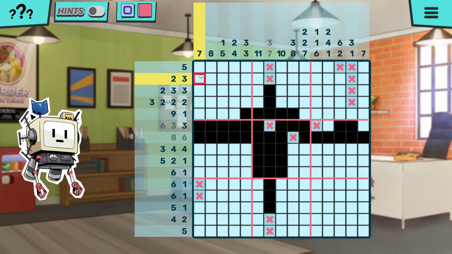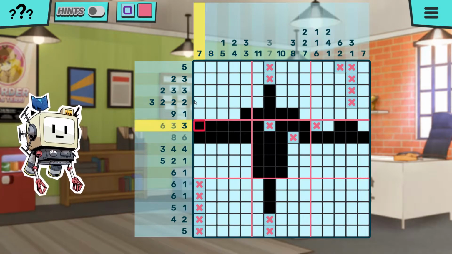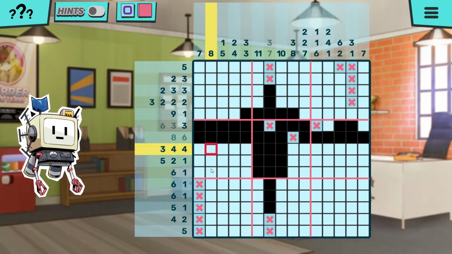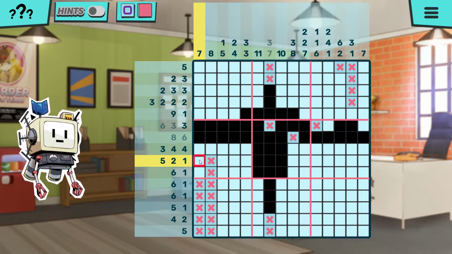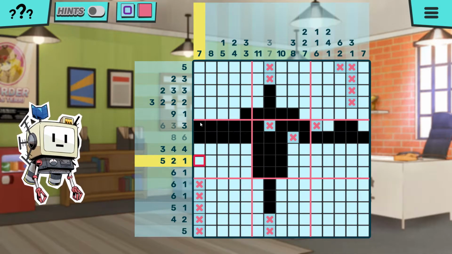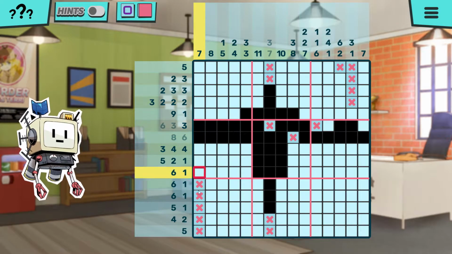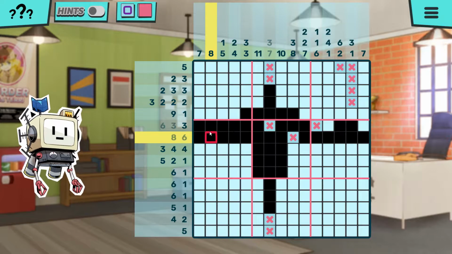What else? This needs to be part of the 7. So obviously this all needs to be blank down here. 7 goes here, 8 goes here. So this needs to be blank. This doesn't have to be blank at all. What am I talking about? Same for this. Wait a second.